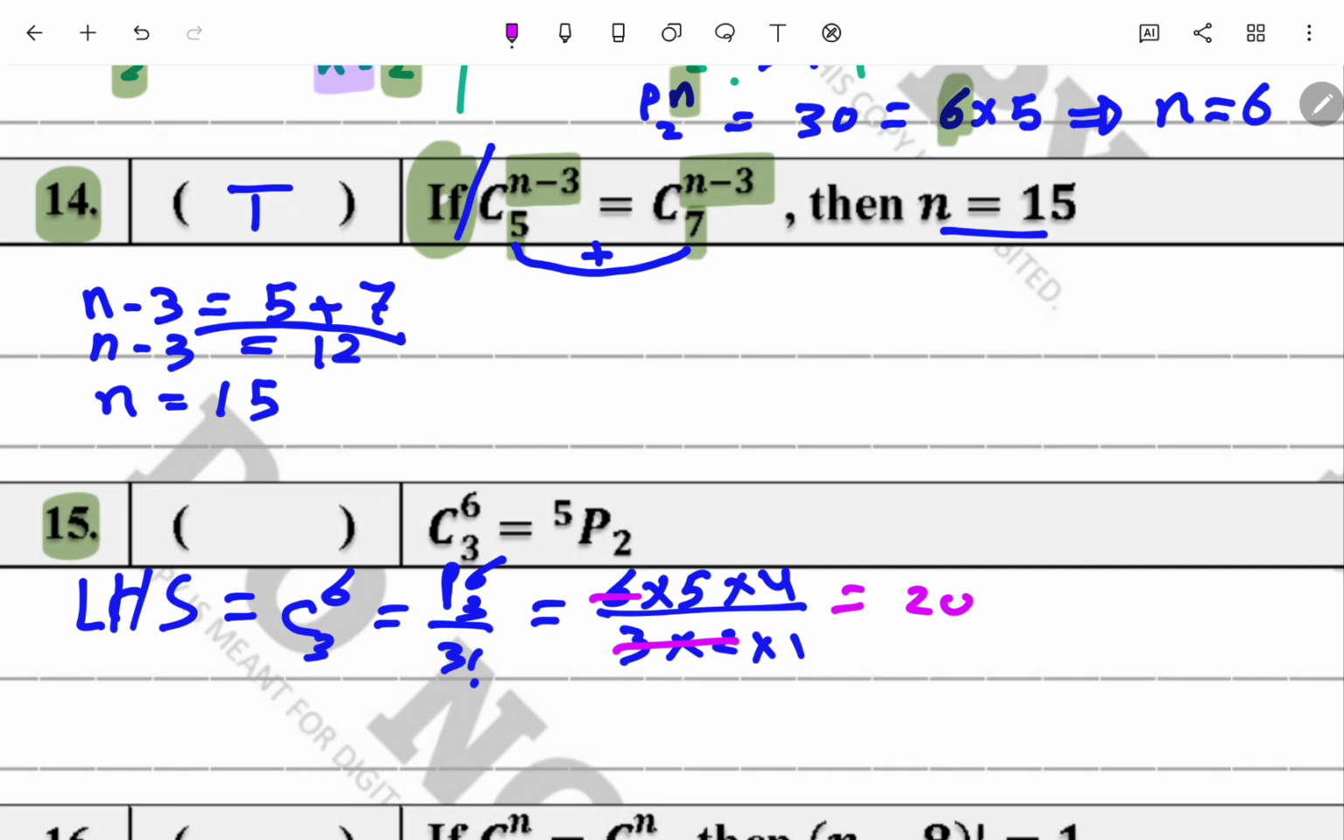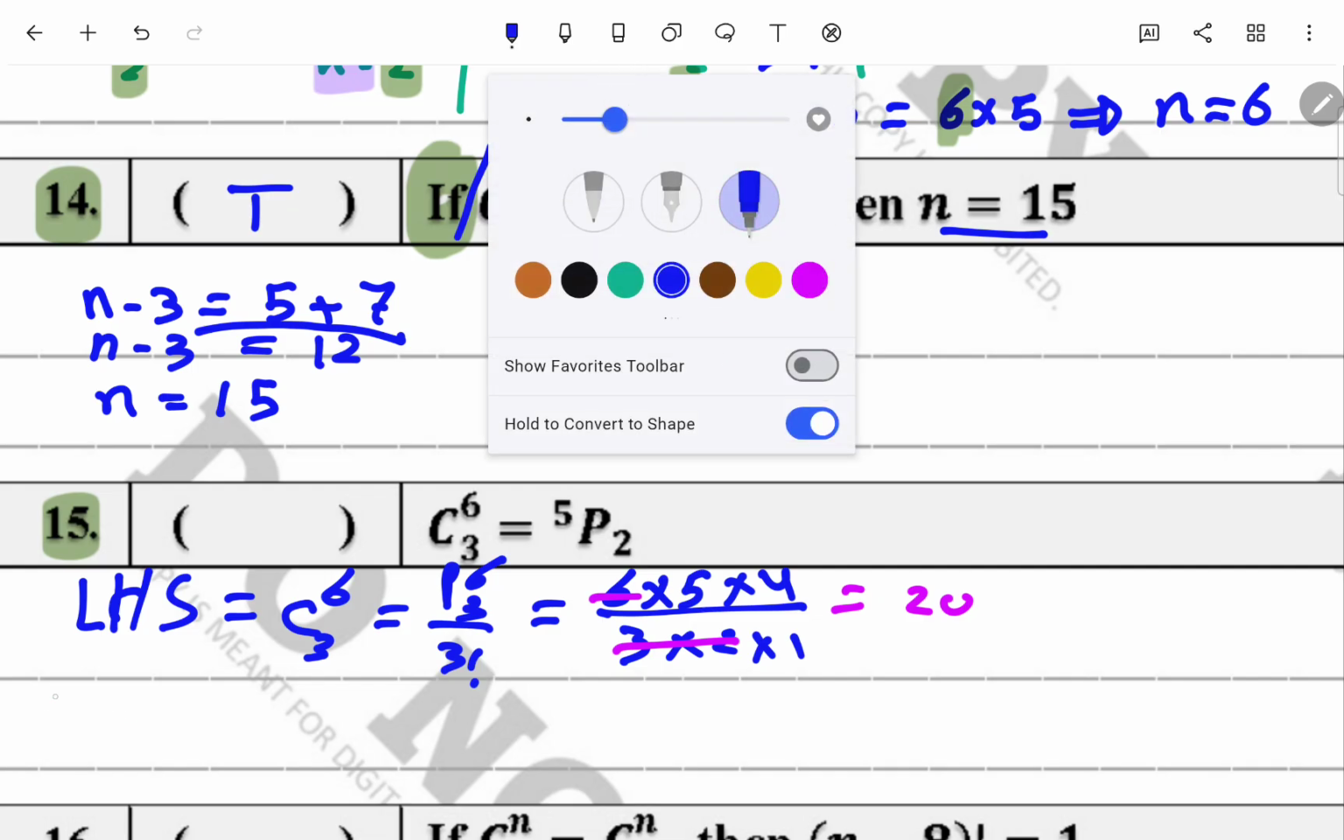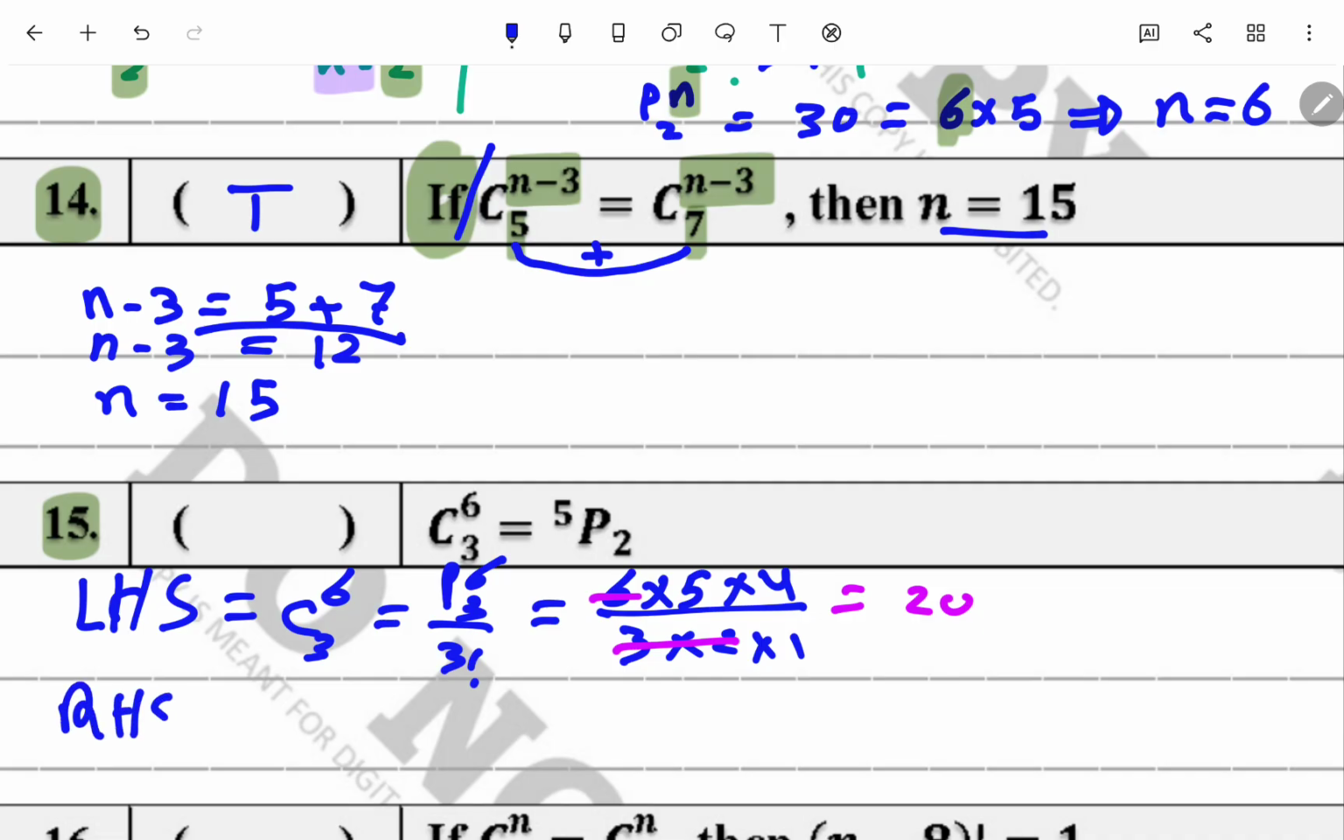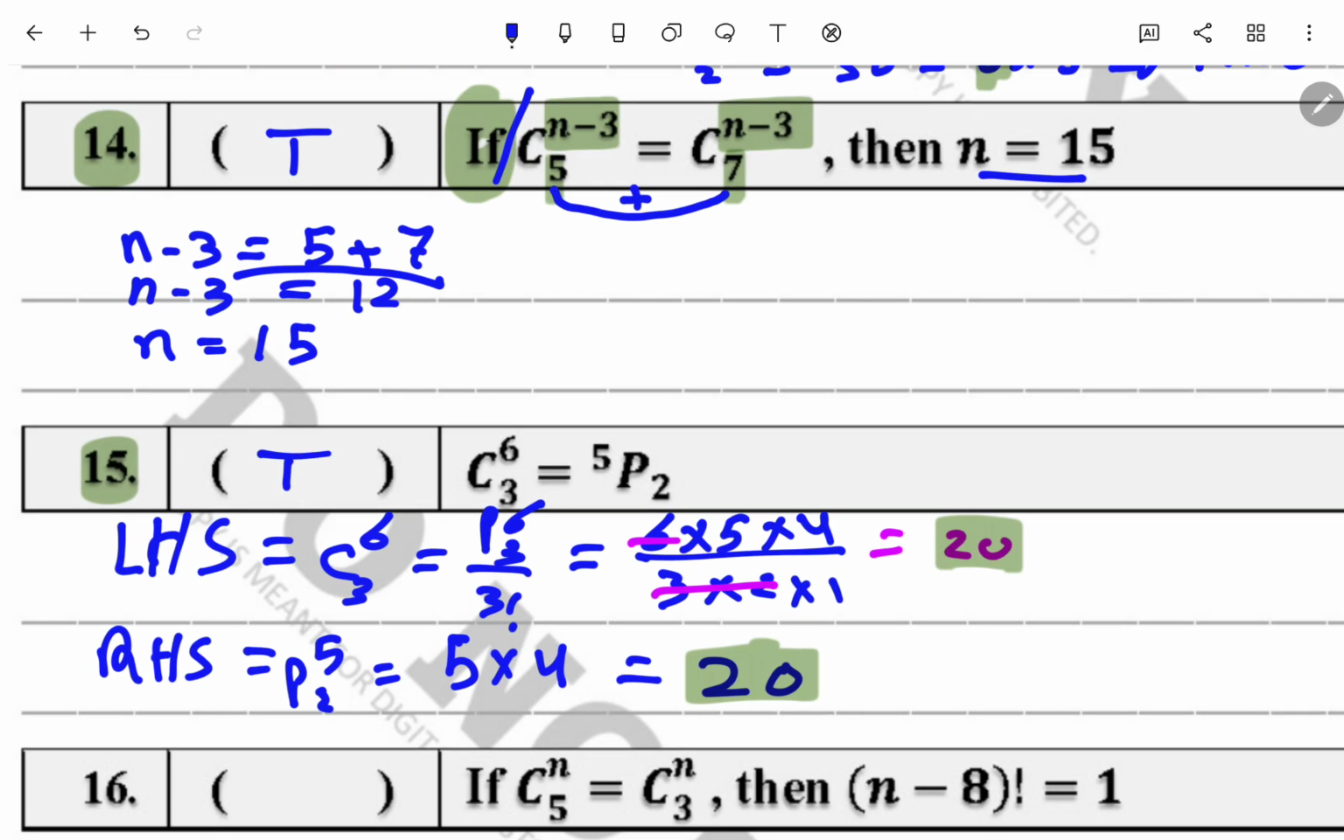And if you are going to solve for the right-hand side, which is 5 permutation 2, you will write 2 factors only, which are 5 times 4, which is going to give you 20. You can see that after comparing them, they are equal, so that will make them true.